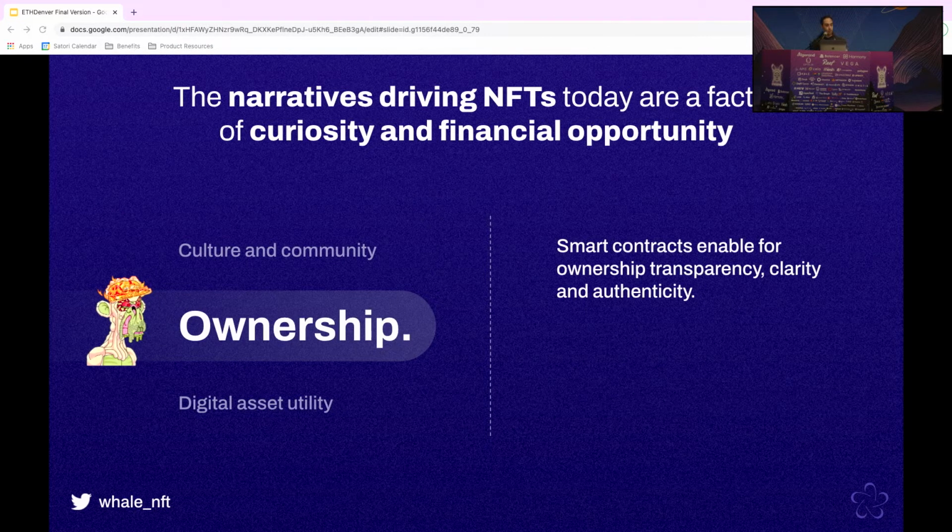Ownership. We have grasped the value of scarcity and ownership of a digital asset. Ownership transparency brings clarity to the value an asset can have, and it also brings a level of authenticity to assets that previously has not existed.